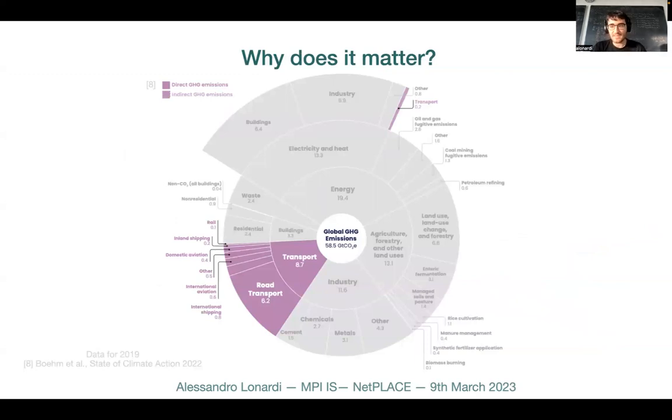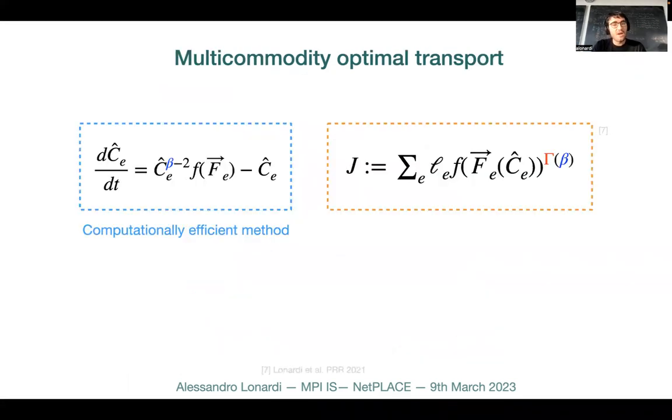One of the reasons is that having a better understanding of, for example, transport networks is fundamental in order to understand the issues in terms of, for example, pollution, because transport networks are responsible for 8.7 gigatons of CO2 equivalent. And just to give an order of magnitude of what this means, in order to reach the Paris Climate Agreement in 7 years, we should halve this quantity. So it's rather pressing as a problem.